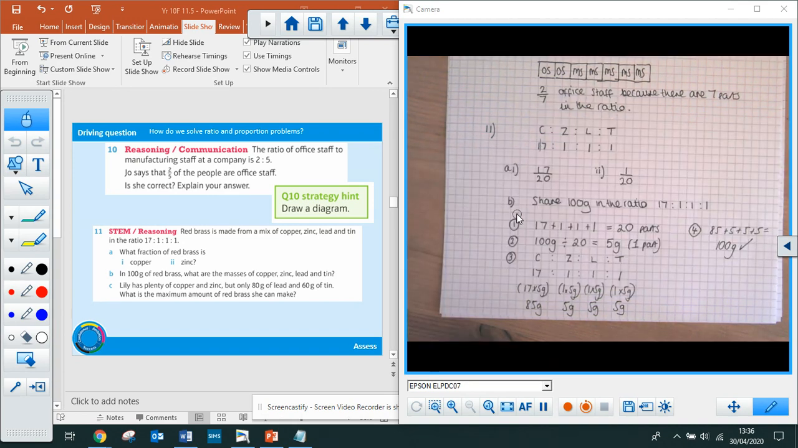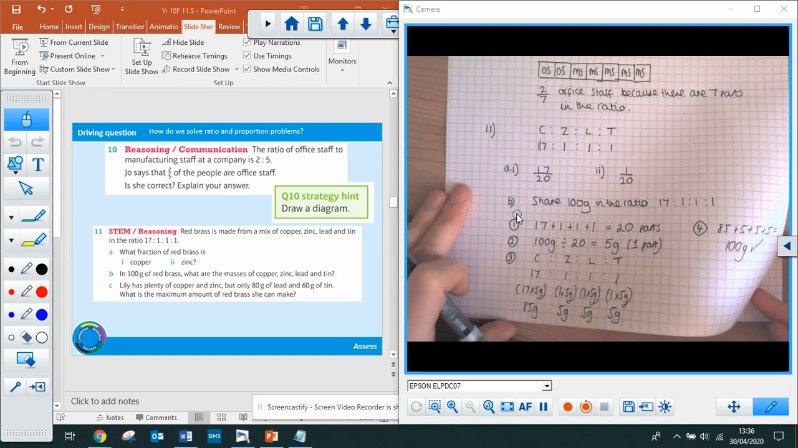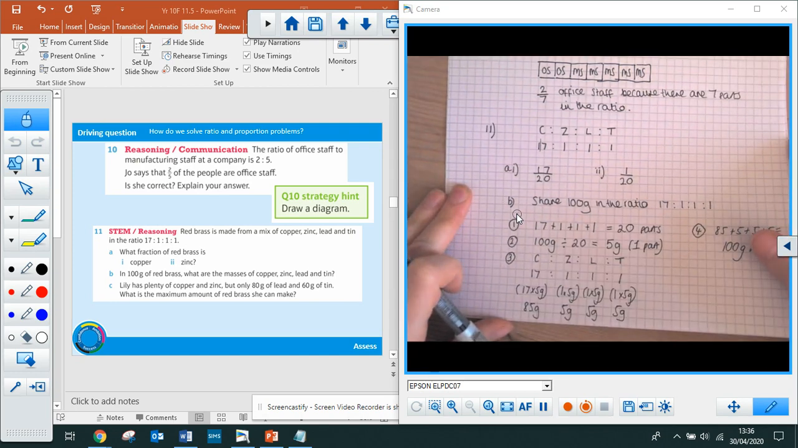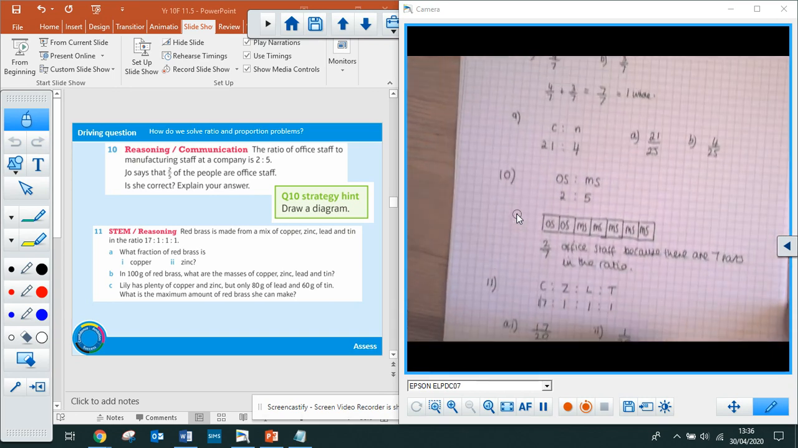That was part B. Part C says, Lily has plenty of copper and zinc, but only 80 grams of lead and 60 grams of tin. What is the maximum amount of red brass she can make? Okay.